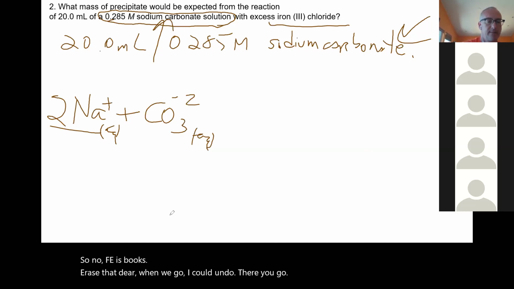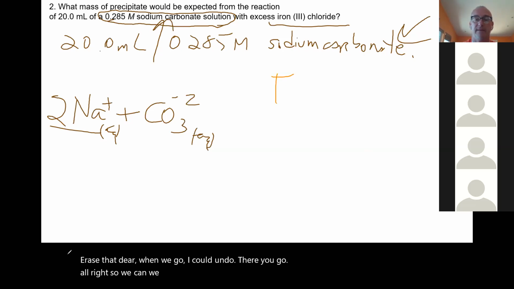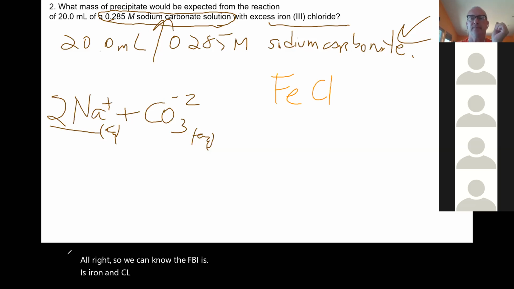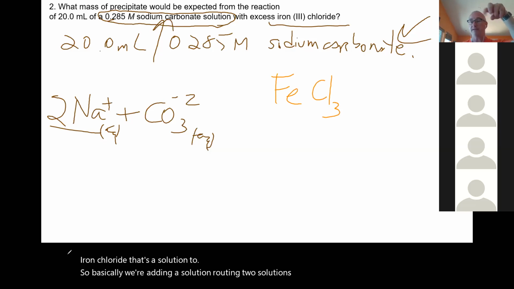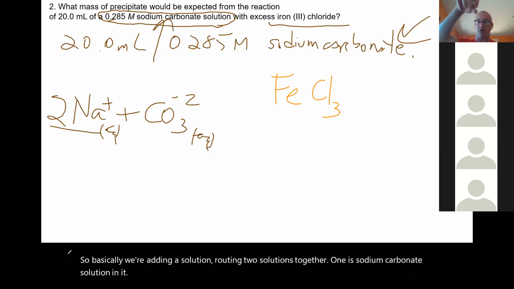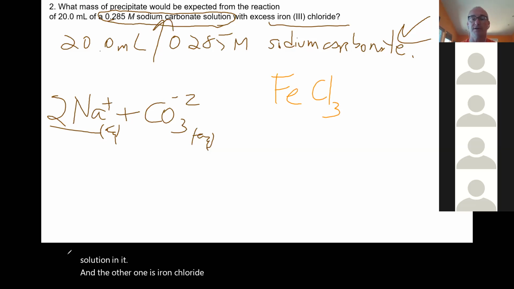All right, so we know the Fe is iron and Cl is chloride. What's the formula for iron 3 chloride? FeCl3. That's right. Excellent. And we know iron chloride is a solution too. So basically we're adding 2 solutions together. One has sodium carbonate solution in it, and the other one has iron chloride solution in it. So this is also aqueous.